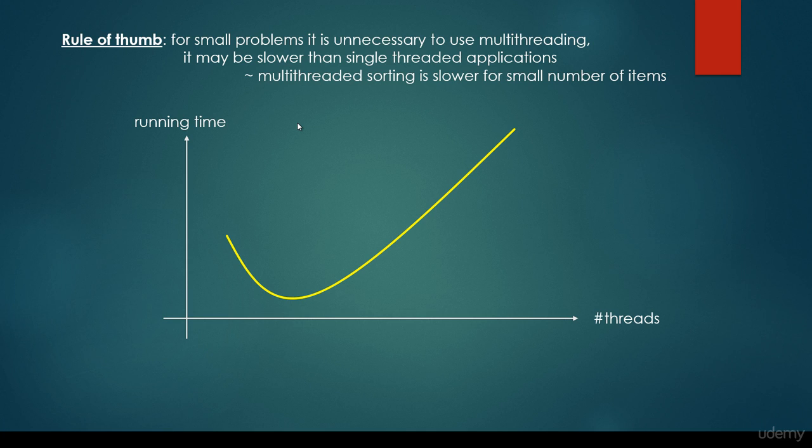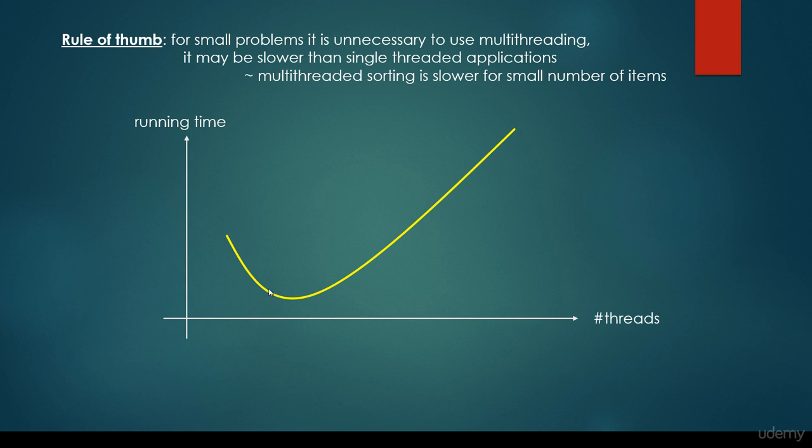Another important fact is the connection between the running time and the number of threads, which is something like this. If we have just a single thread, of course the running time is not going to be that fast because a single thread has to do everything. If we increase the number of threads in the given application or algorithm, the running time is going to be smaller. What does it mean? That the algorithm is going to be faster.